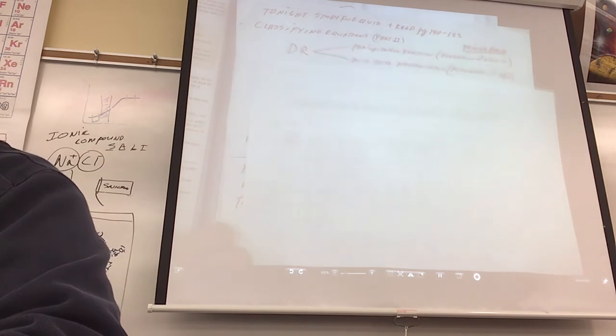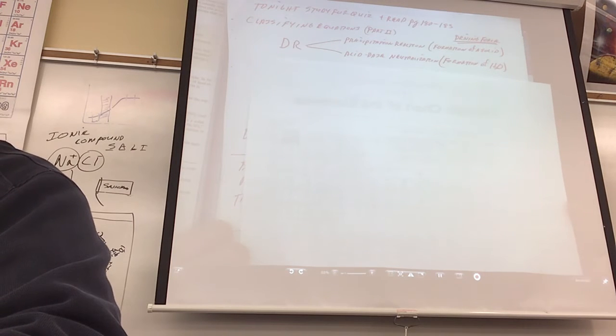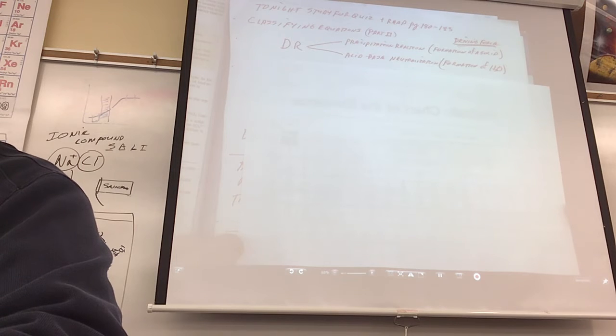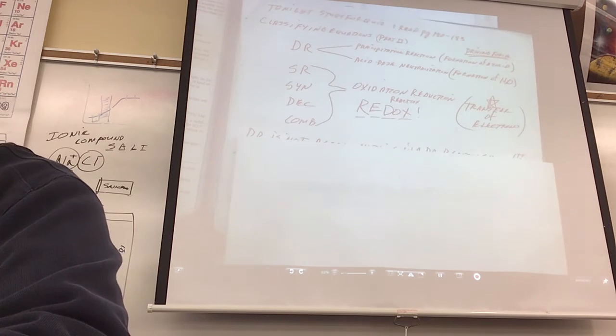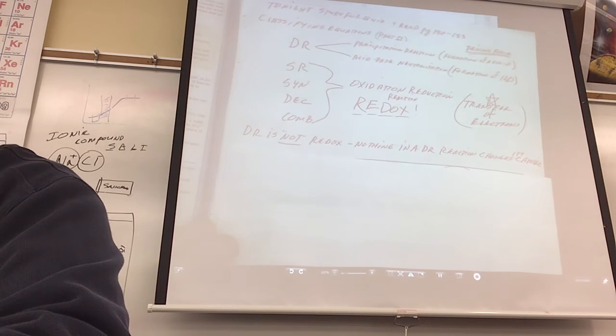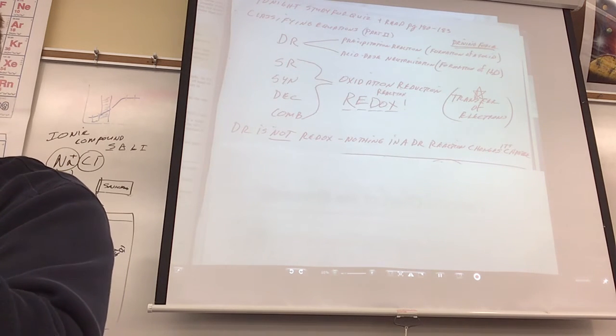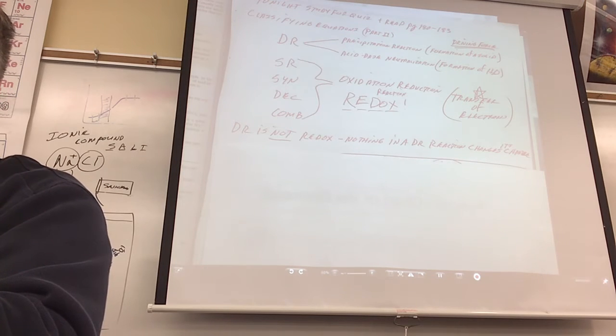But now, the last part of the chapter is big. It's a big idea. All right, we have plenty of time to learn it. The big idea is that single replacement, synthesis, decomposition, and combustion all have the same driving force. And what is it? Transfer of electrons. It's the transfer of electrons.